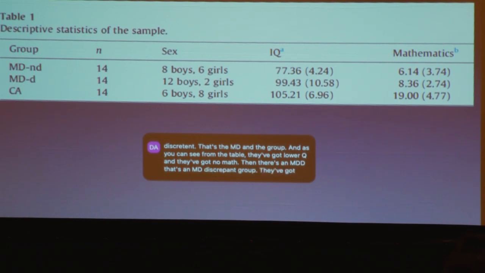They've got both relatively good IQ, close to 100, and low math scores. And then there's a chronologically age-matched control group. Those are children who have both IQ and math ability within the normal range. So the critical question is, if discrepancy makes a difference to what kind of children you're presented with, then the MD-ND and the MDD group should look different from one another.